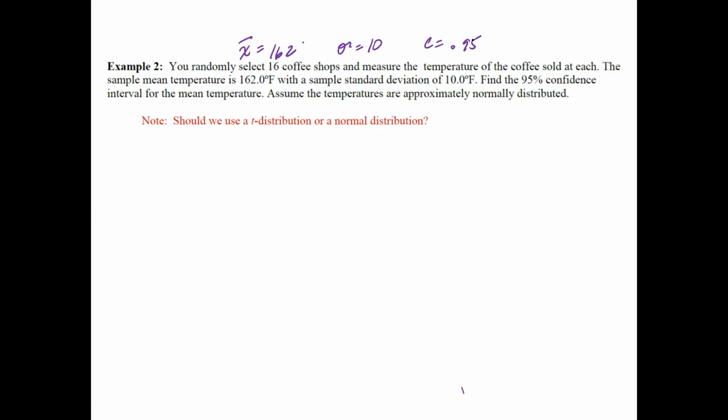Let's take a look at this. There are 16 coffee shops, so n equals 16. The first thing I'm going to do is find t_c, just like we did in the last example. The degrees of freedom is going to be 16 minus 1, which is 15.